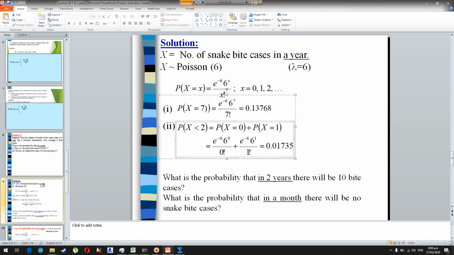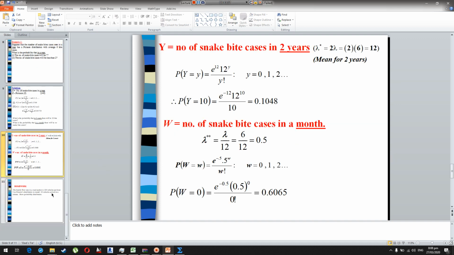So you can also compute the probability that in 2 years there will be 10 snake bite cases, or the probability that in a month there will be no snake bite cases. If we see the number of snake bite cases, for 1 year the average was 6. So for 2 years lambda will be modified, and lambda star equals 2 multiplied by 6, because now the mean for 2 years is 12. Mean for 1 year was 6 and mean for 2 years is 12. So using the same technique we will have probabilities for different values.